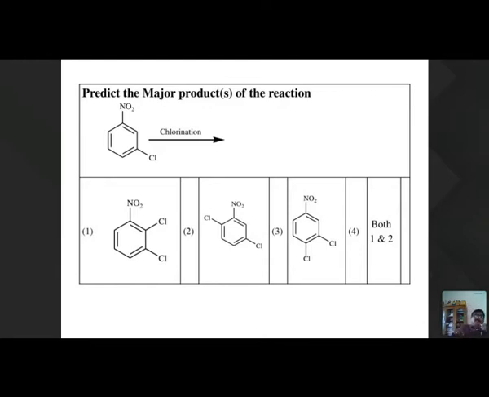Another rule says that when both meta-directing and ortho-para-directing groups compete, only the ortho-para directing group dominates the product. So this is not possible because of the steric effect, but this will decide the product, because this is ortho-para directing and this is meta directing. So only product 2 is formed.